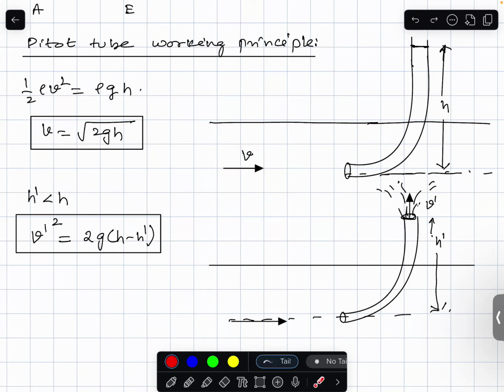Now try to please understand one fluid element which enters here and travels till this point. While entering, it has a KE per unit volume. While reaching here, gravitational potential energy per unit volume. So velocity is root 2GH.